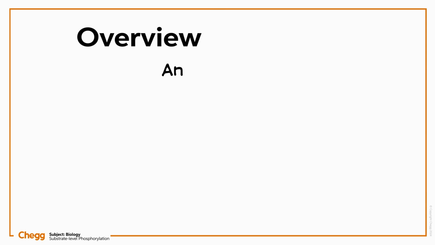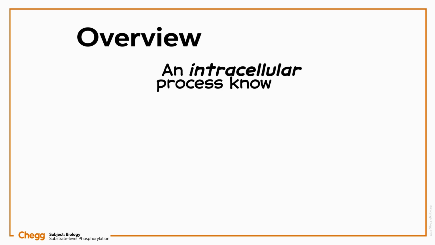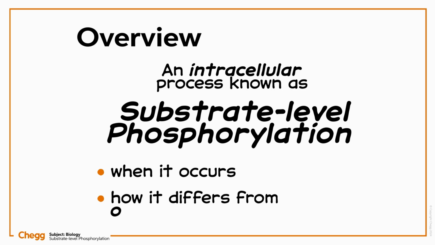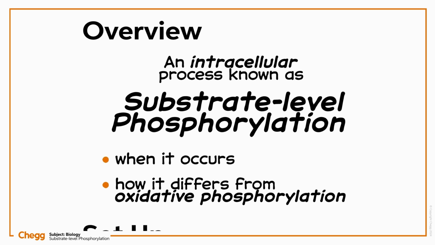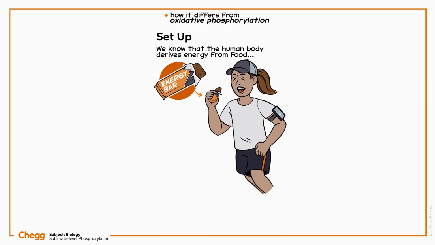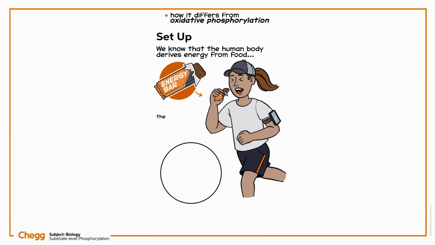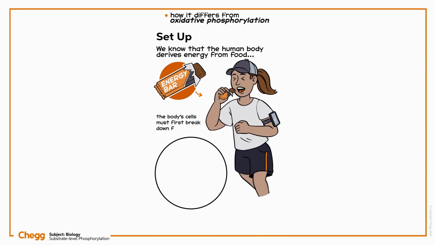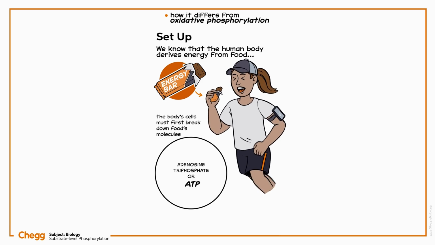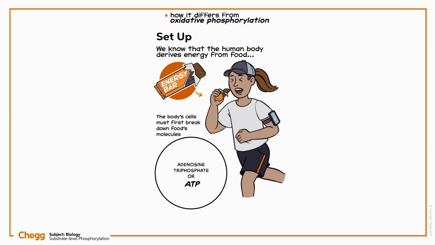Today we're covering an intracellular process known as substrate-level phosphorylation, including when it occurs and how it differs from oxidative phosphorylation. We know that the human body derives energy from food, but to use food's energy, the body's cells must first break down food's molecules into adenosine triphosphate, or ATP, the primary energy currency of cells.